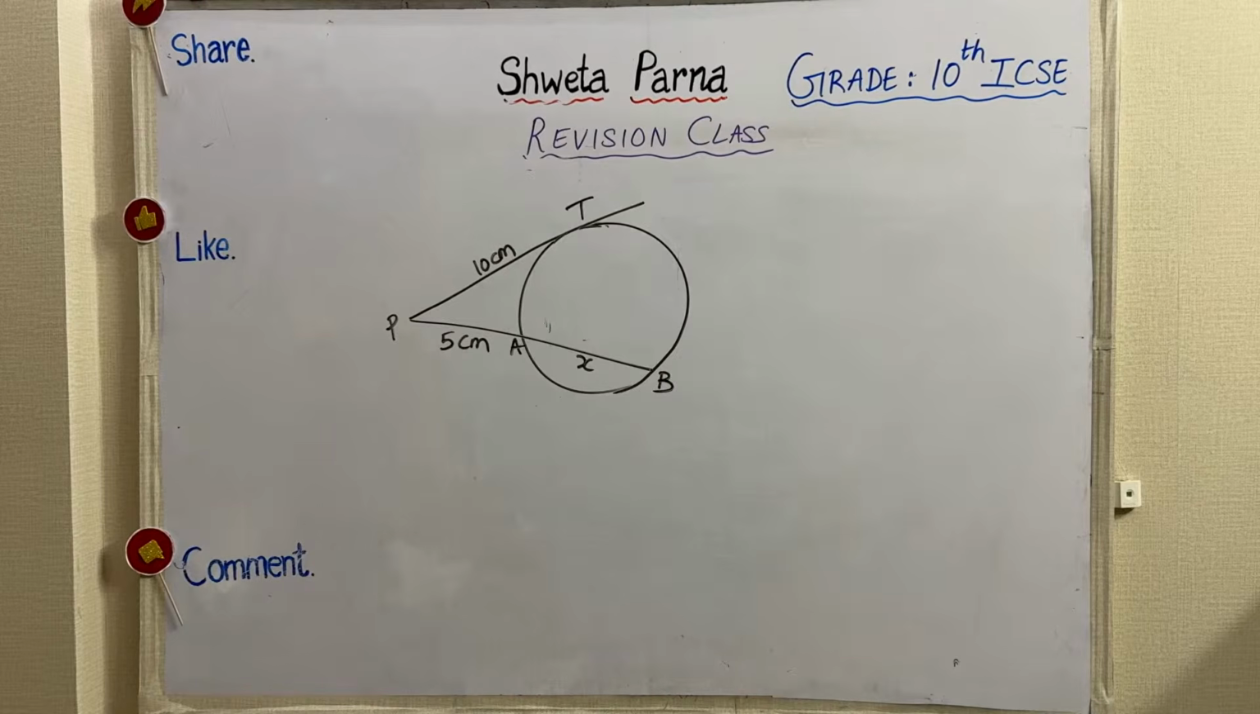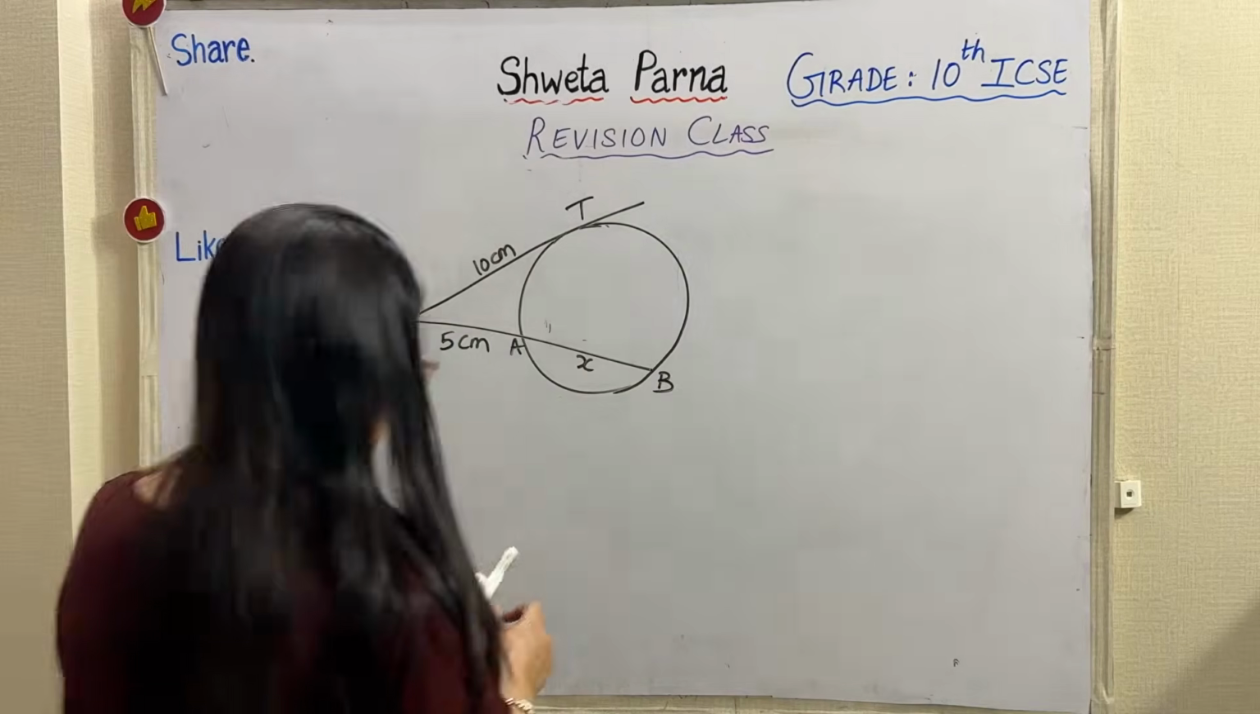So in tangent properties, remember tangents are equal. Yes, Prisha, correct. Tangents are equal. Alternate segments are equal. Angles in the alternate segment, yes Ananya, are equal. Generally these properties only you will get. So here how will you solve this sum?